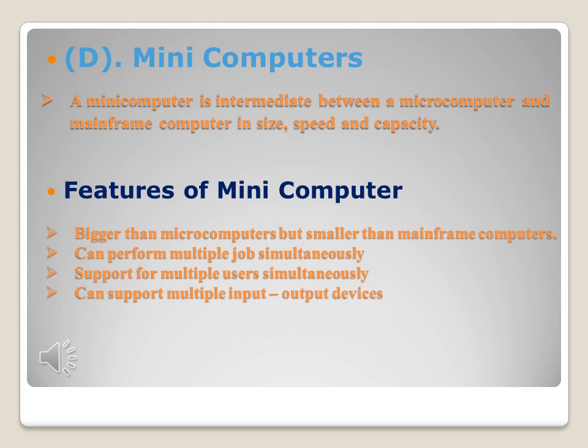Next is mini computers. A mini computer is the intermediate between a microcomputer and mainframe computer in size, speed, and capacity. The main features of mini computers are they are bigger than microcomputer but smaller than mainframe computers. They can perform multiple jobs simultaneously. They also support multiple users simultaneously, and it can also perform on multiple input output devices. That means at the same time we can connect more than one input and more than one output device in a mini computer.